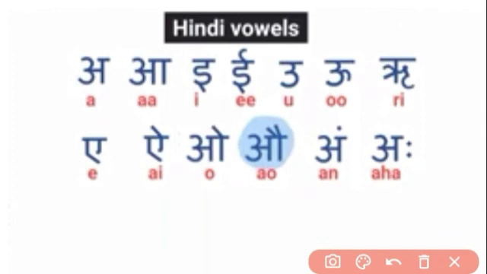Children, next letter O. First you draw the second letter A. Finally draw two hooks on the second standing line.